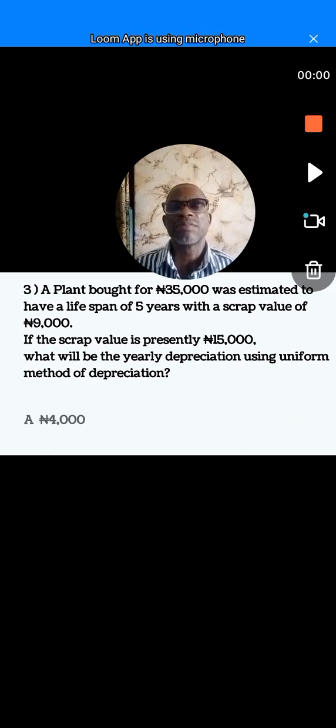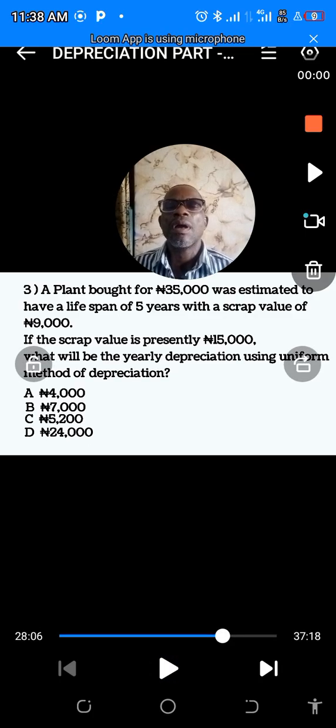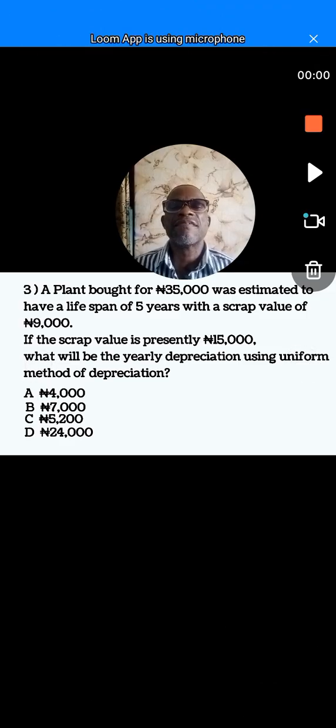Now, the next question, which is question number 4. Question number 4 reads, a plant bought for 35,000 naira was estimated to have a lifespan of 5 years with a scrap value of 9,000. If the scrap value is presently 15,000, what will be the yearly depreciation using the uniform method of depreciation? Your time begins now.